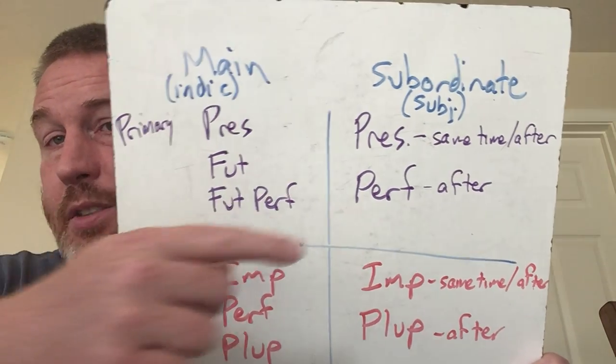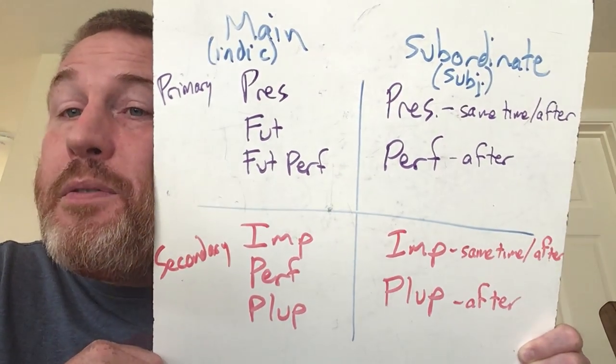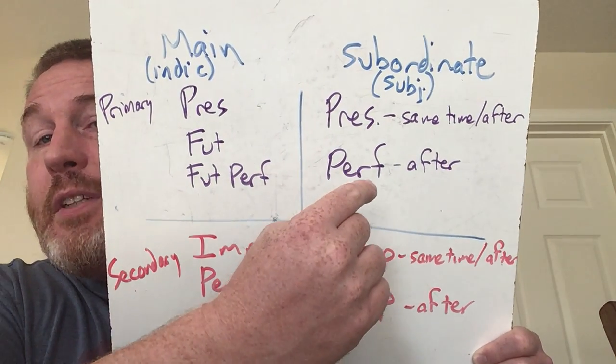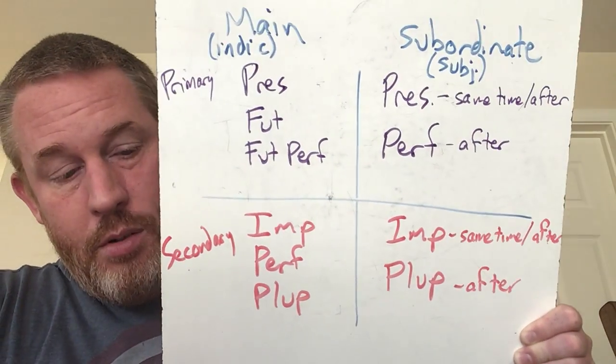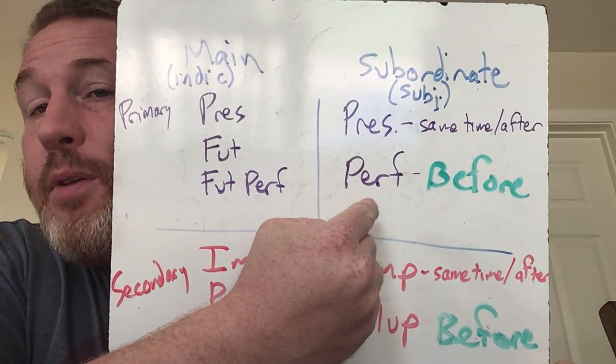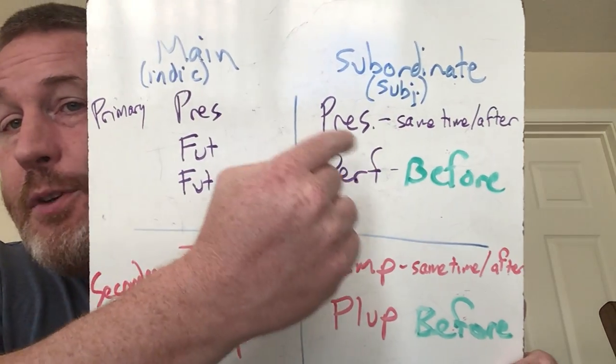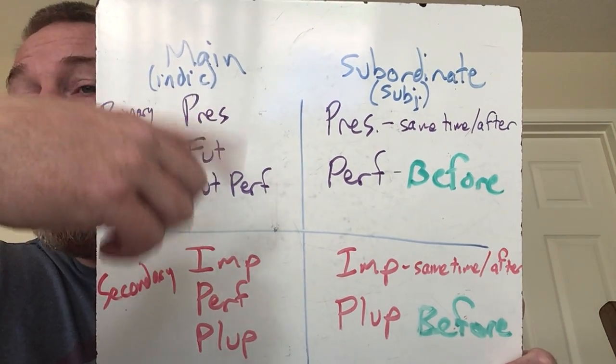If you use any of these and use the present subjunctive, that means it's happening at the same time or after, since there's no future subjunctive. If you use the perfect, it means that it occurred before. So I don't know why I wrote after. That should have said before. I apologize. All right, now it's going to be in green, so my shame is perpetual. So like I said, if you use the perfect subjunctive, that means that this clause occurs before this clause. If you use the present, it's happening at the same time or after this clause.